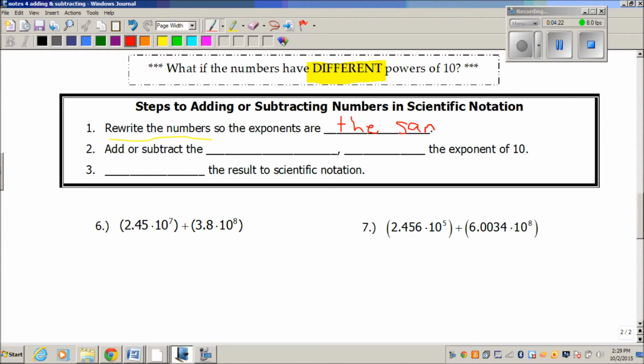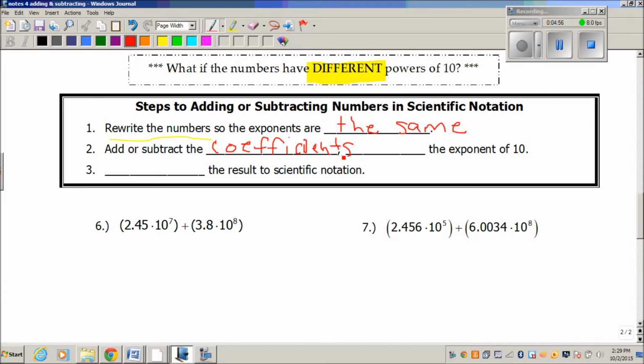And you're going to rewrite them using the same technique that we've been using up until now to rewrite numbers into scientific notation. Now you're going to have to choose one of them and rewrite them so they have exactly the same power of 10, because that's very important. You cannot add two numbers in scientific notation unless they have exactly the same power of 10. So then what you do in step 2, you add or subtract the coefficients, just like we did before.